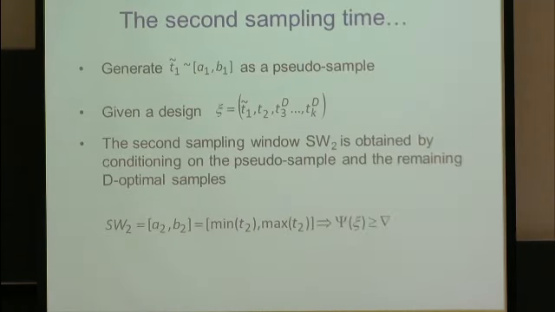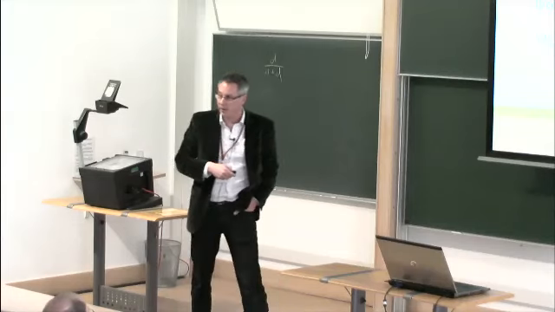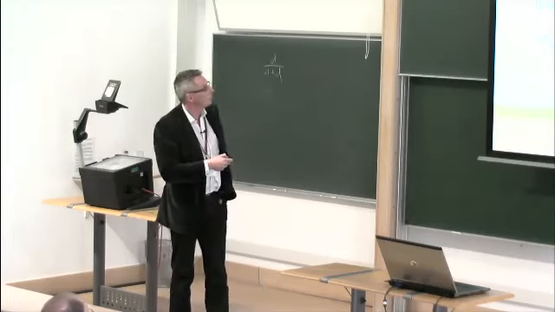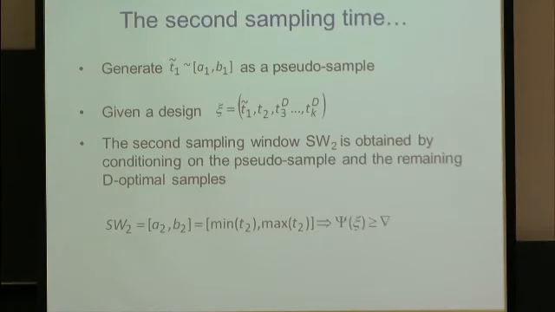But anyway, the second sampling time. What we need to do now is think about this. I now have a first sampling window, so I'm going to generate a pseudo data item, which I'm going to call T1 with a tilde above it, from this window, and I'm going to treat that as if it was a real data item. Now I'm going to calculate the window for T2, conditional on T3 through TK at the D-optimal time points. And then I'm going to calculate the sampling window for 2, given that I now have a pseudo data item and K minus 2 D-optimal time points left.